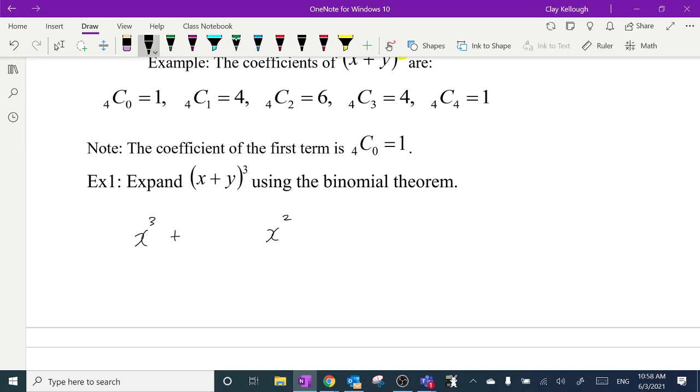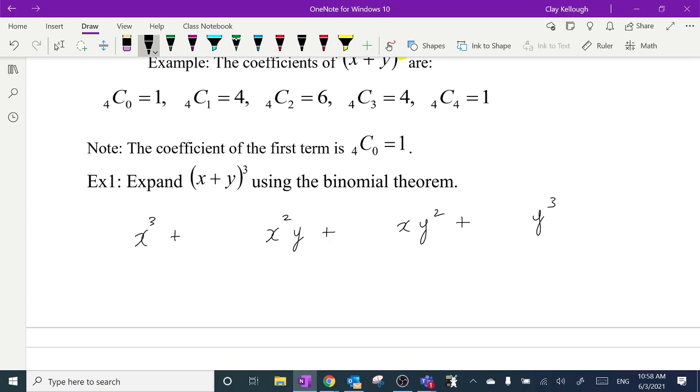X to the 2, y to the 1, plus x to the 1, y to the 2, plus, and then x to the 0, y to the 3. Right? So again, the y exponents counted up, the x exponents counted down, but the sum of the exponents is always 3. Can you see that in the pattern? Because this is 3 plus 0, 2 plus 1, 1 plus 2, 3 plus 0.